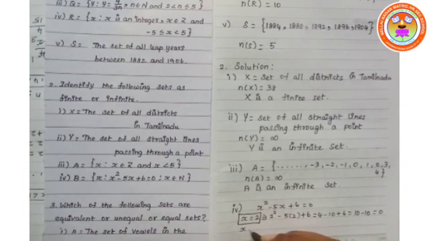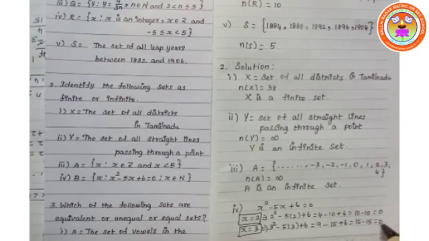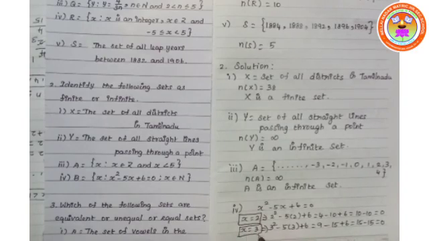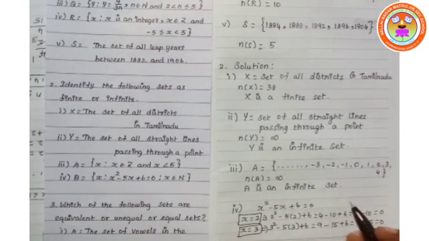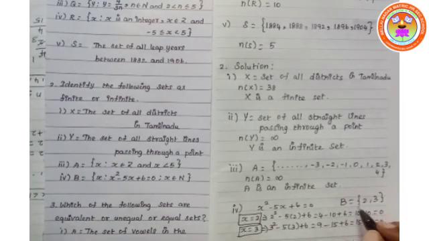If you put x equal to 3, which implies 3 squared minus 5 into 3 plus 6 equal to 3 squared, 3 threes are 9, 5 threes are 15, plus 6, which implies 15 minus 15 is equal to 0. So x equal to 2 and x equal to 3 are the natural numbers which satisfy this equation. Therefore the set B is equal to {2, 3}. So the number of elements: 1, 2. So n(B) is equal to 2.